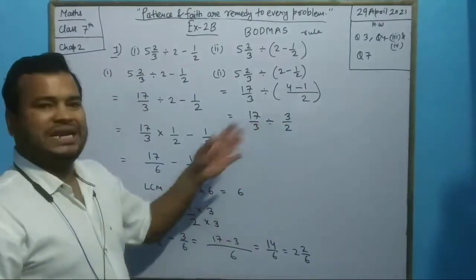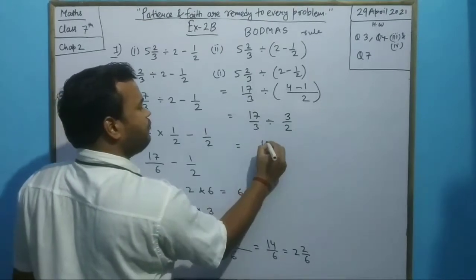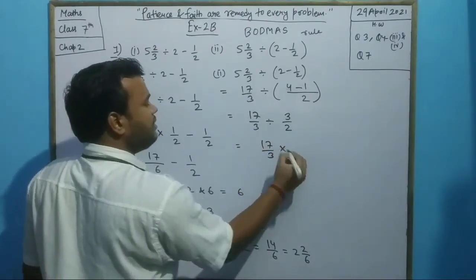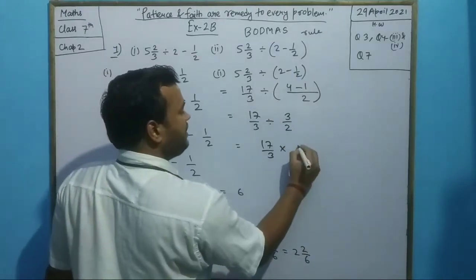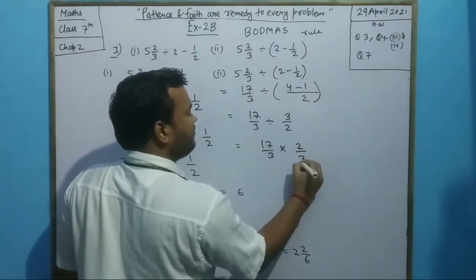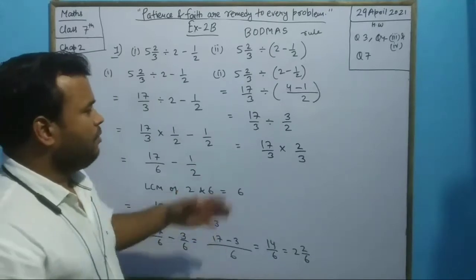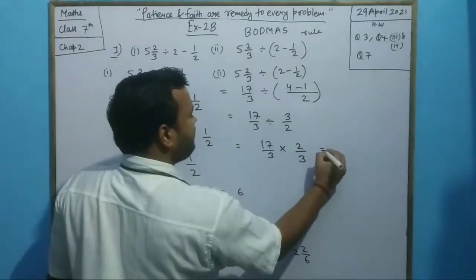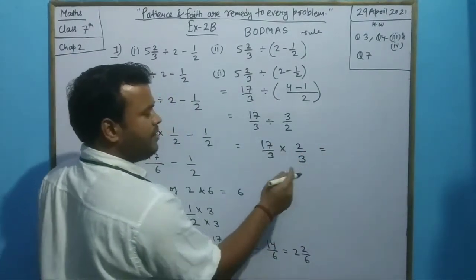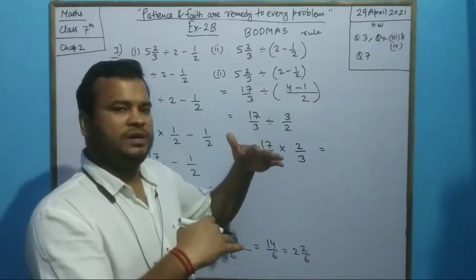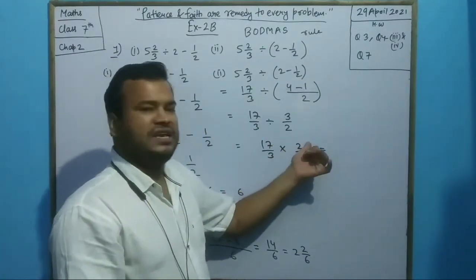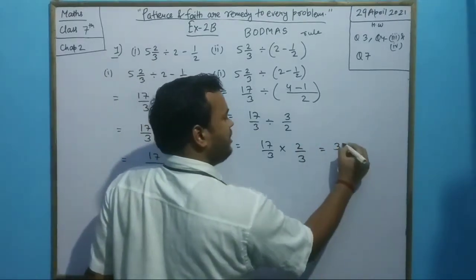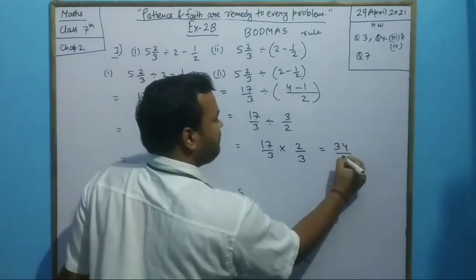Again only division is there. Okay, I have told you when division is converted to multiplication, we will take the reciprocal. Denominator becomes the numerator and numerator becomes the denominator. Okay, again, is there something common between numerator and denominator so as to cancel out? No, there is nothing. So multiply 17 into 2, that is 34, and 3 into 3, it is 9.